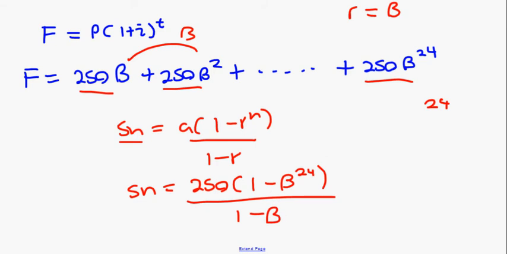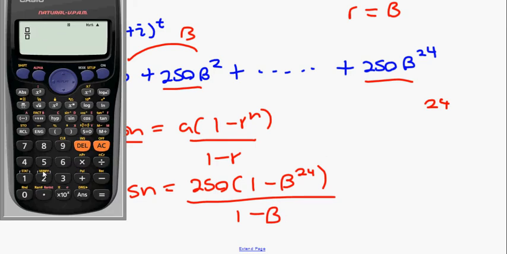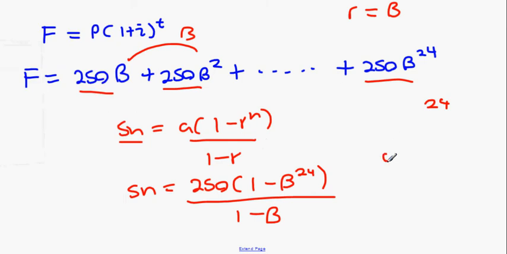So put this into the calculator: press the fraction button at the start, 250B into 1 minus B to the 24. Close the bracket, all over 1 minus B. And what we get here is 6,264.49, I mean 2,264.49. Okay, so that's the answer to the first question.